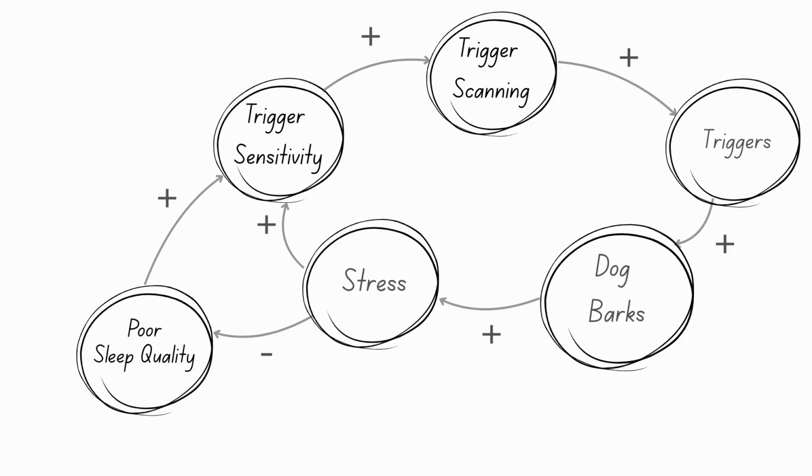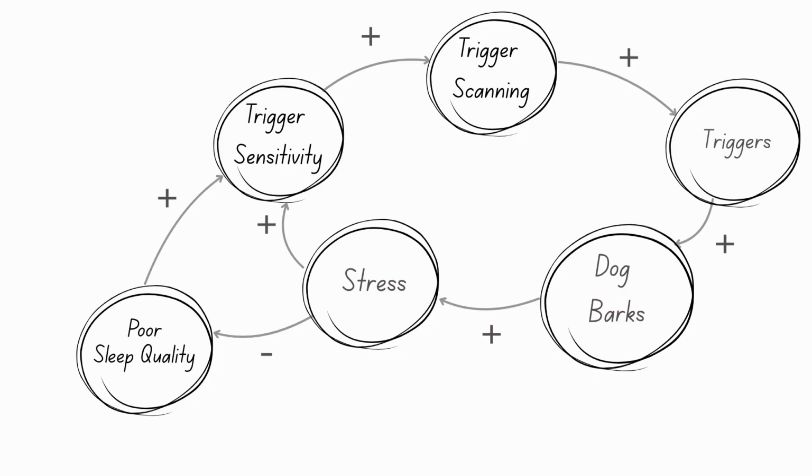Look at what you've created. You now have a second loop. Stress disrupts sleep, and poor sleep increases stress. It's another reinforcing cycle spinning right along the first one. And these two loops that we've created, they're connected through that stress variable. So now you can see how everything compounds.